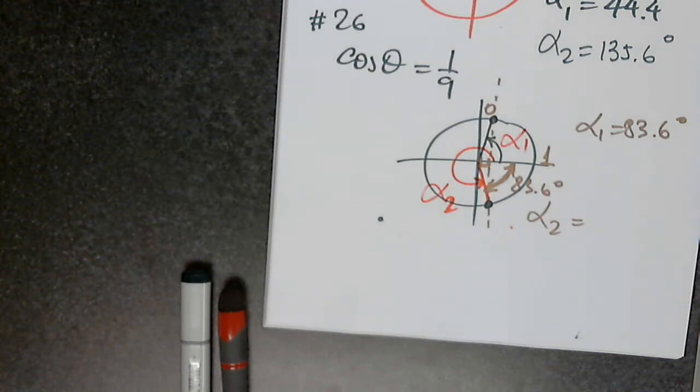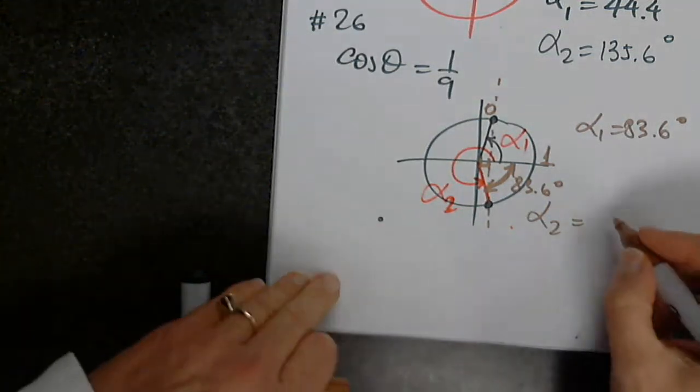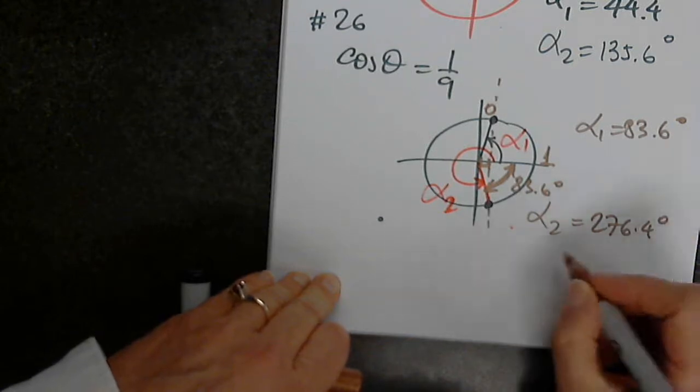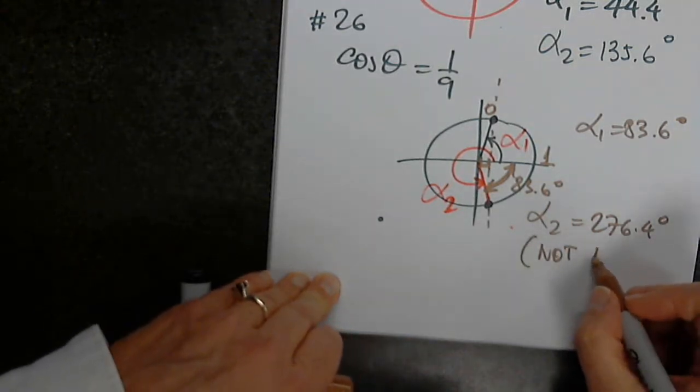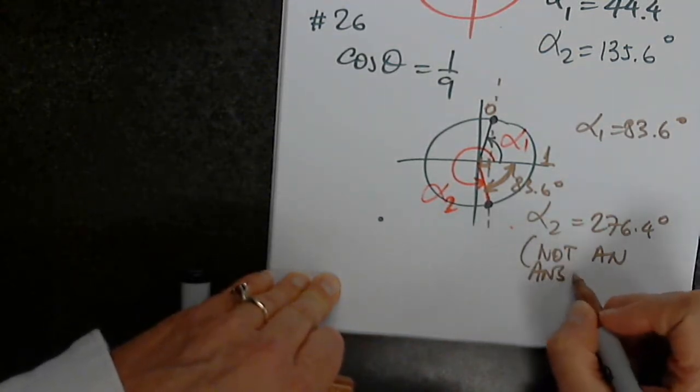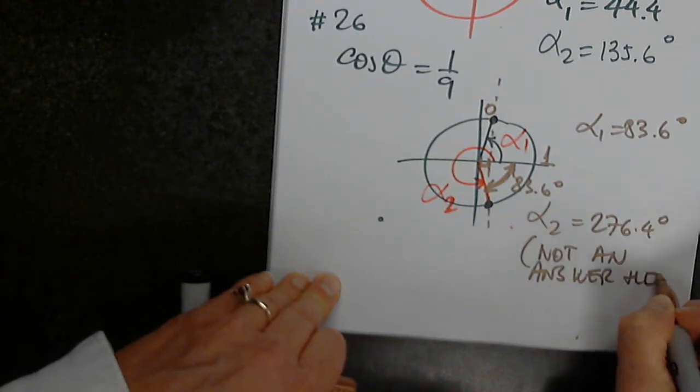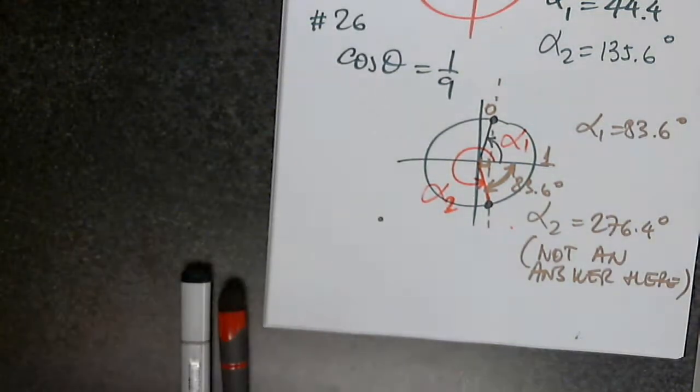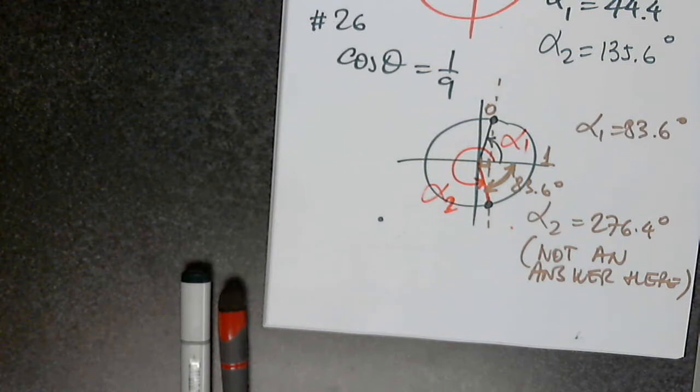So 360 minus the previous answer, 276.4. So not an answer here, because we're specifically asked to determine between 0 and 180.